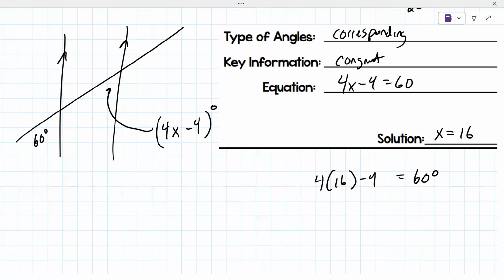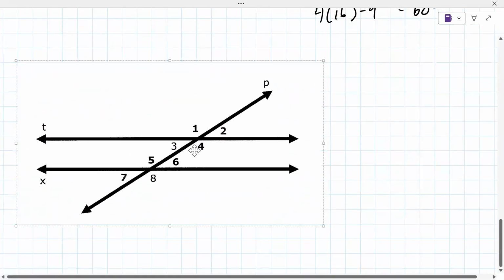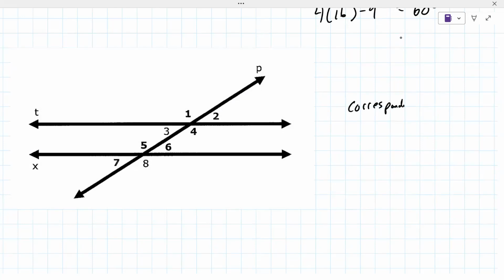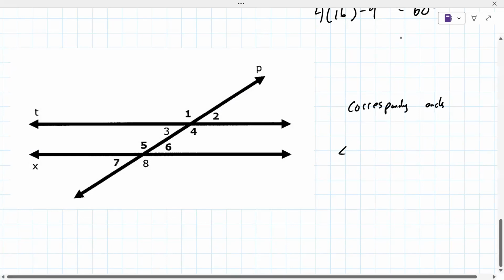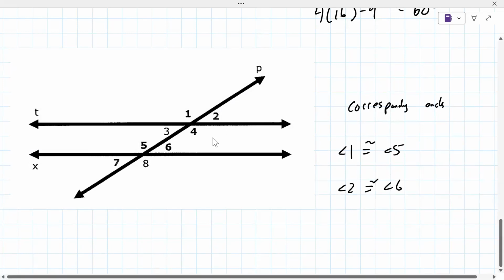Okay. Like I said, there's a bunch of corresponding angles. Maybe we should go through all of those. Yeah, why not? Okay. There are four congruency statements that you can make for corresponding angles. So angle 1 is congruent to angle 5. Angle 2 is congruent to angle 6. Now, keep in mind, there's more than this that are congruent. These are just the corresponding angles.